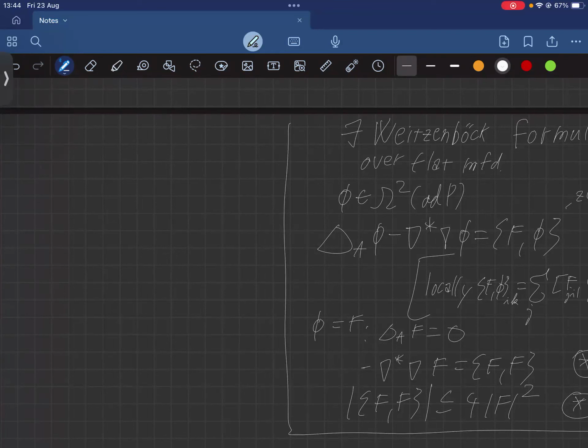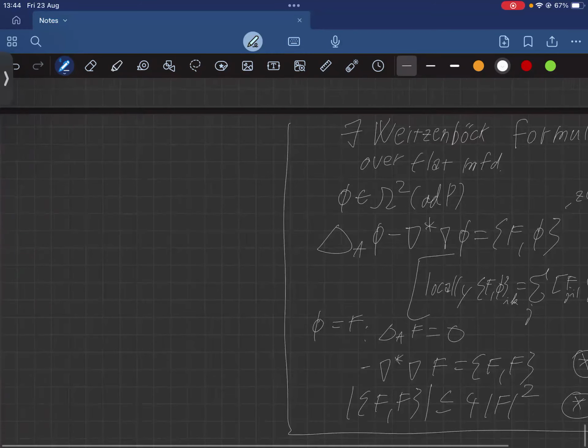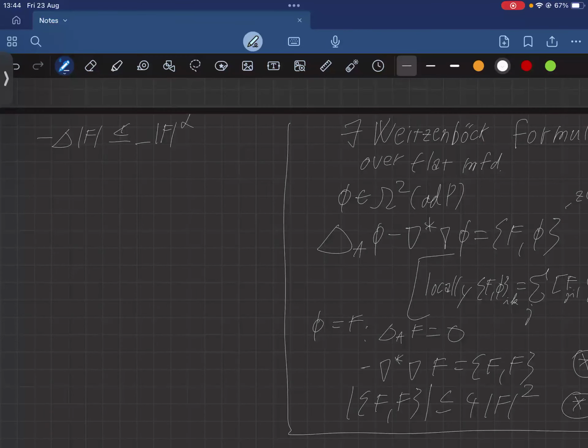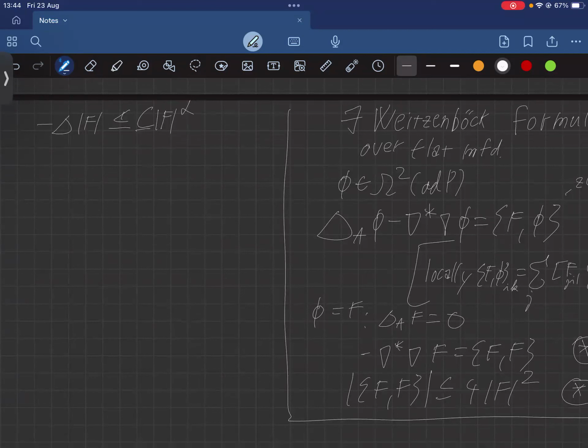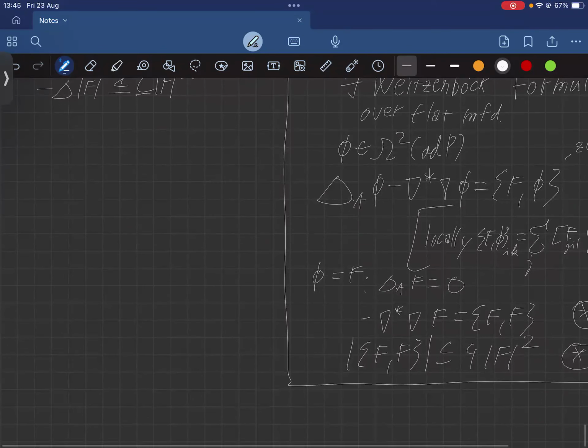And now we can get to the proof. So basically we want to work out some estimate. Ideally, we want to have some estimate on the minus Laplacian of F by something, let's say alpha, c here. And this estimate would enable us to reduce the order and work from there. So how we're going to get there, this is just straightforward computation.